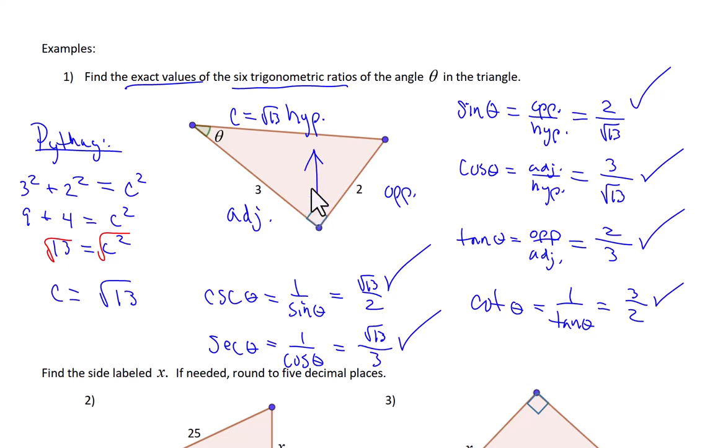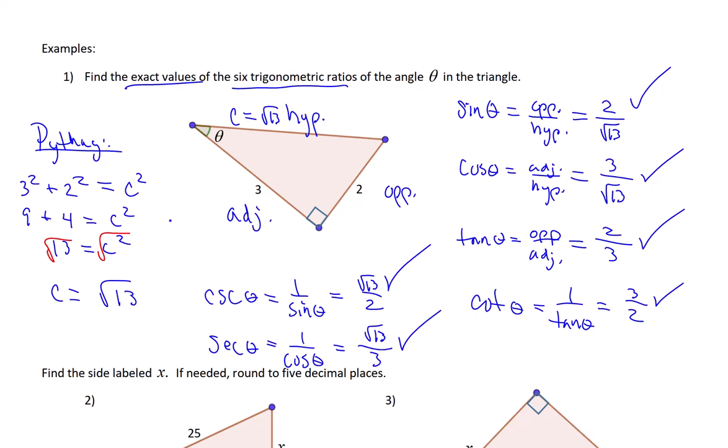And so once you get those sides labeled correctly, and in this case we were given 2 measures of the sides, we were given the adjacent and the opposite, then we just use Pythagorean theorem to find the missing side. That will always work. Whatever side's missing, you should be able to find if you know 2 of the other sides, and then plug them all into the ratios according to the way they are.